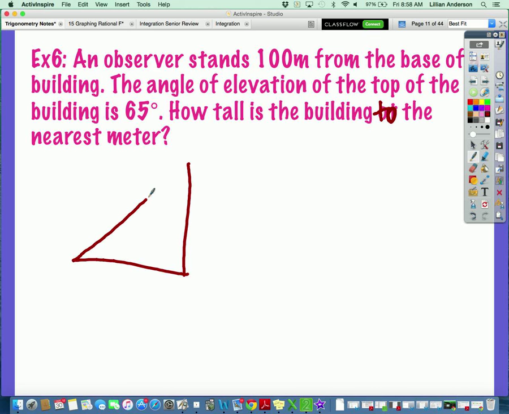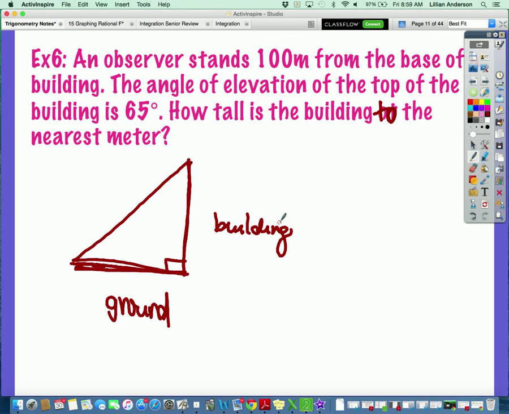So let's go ahead and specify what each of these sides will represent. What would this side represent here? How far it is from the building. So this would technically represent the ground, right? And so this would be what? The height of the building.